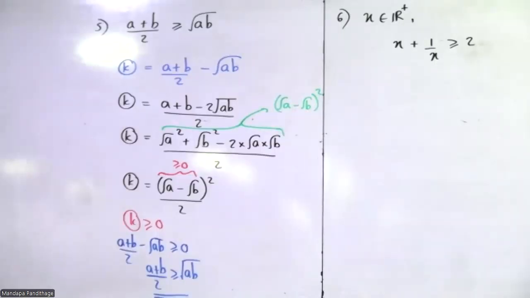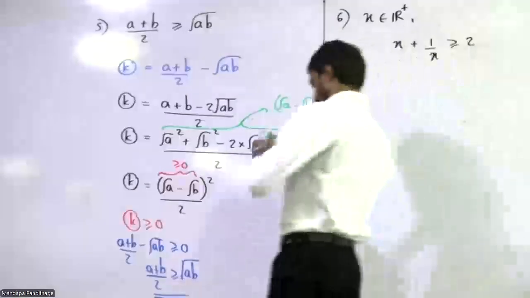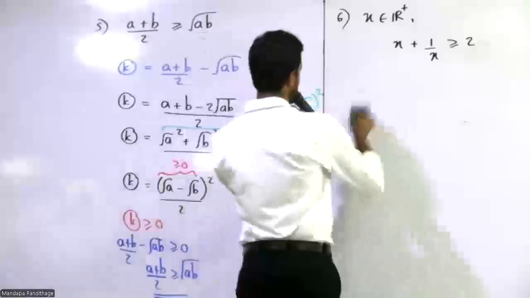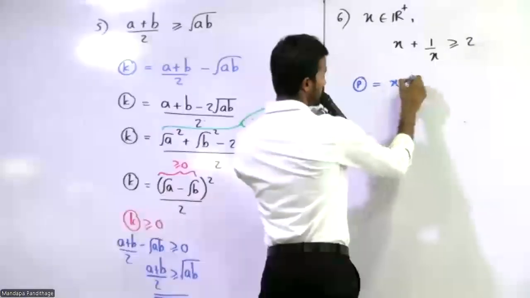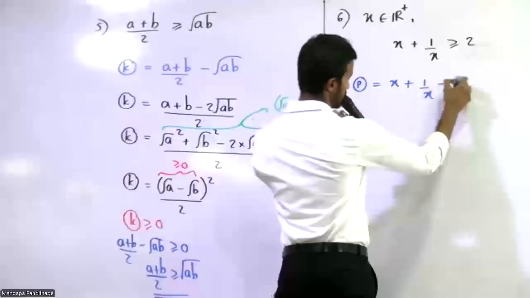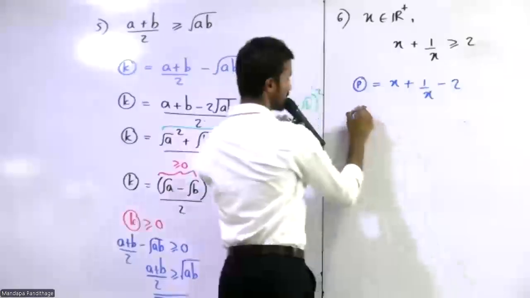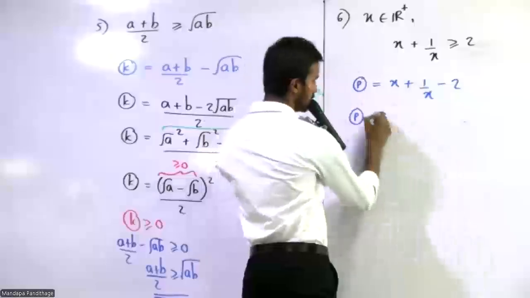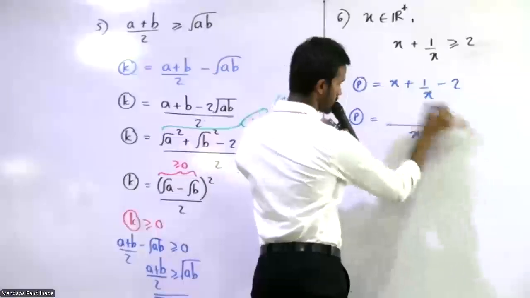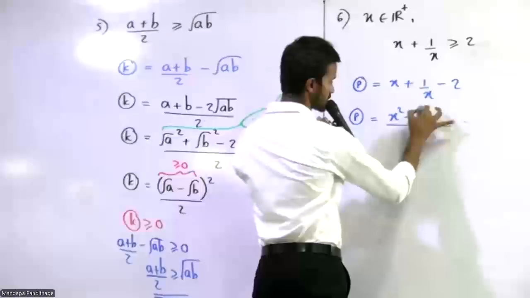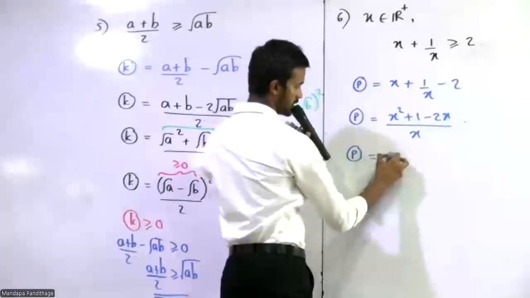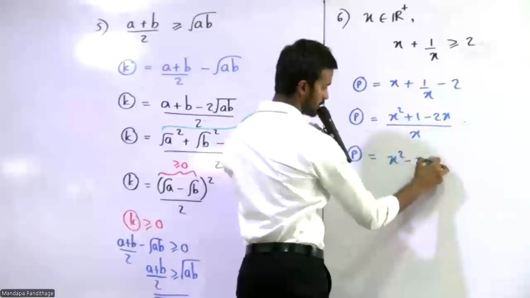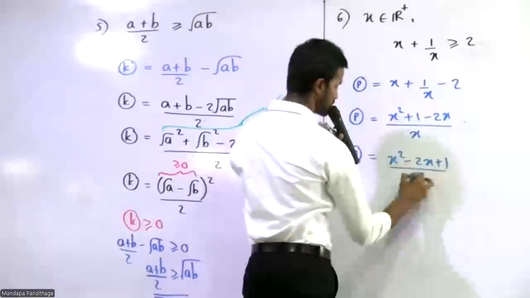Okay, so how can you do this? It's quite easy. I need the entire class to do this. So if you take all these to one side, it's x plus 1 over x minus 2. Now take x as the common denominator. So when you take x as the common denominator, it's x squared plus 1 minus 2x. So what is in the numerator? x squared minus 2x plus 1 over x.